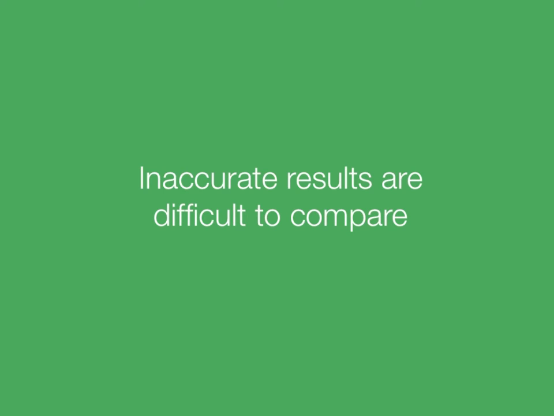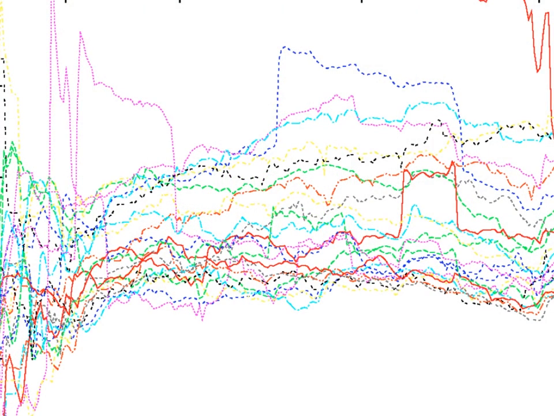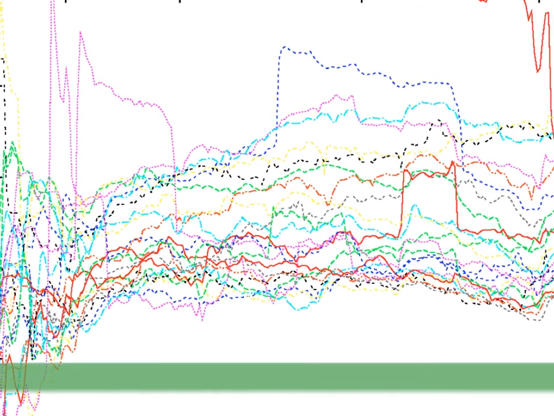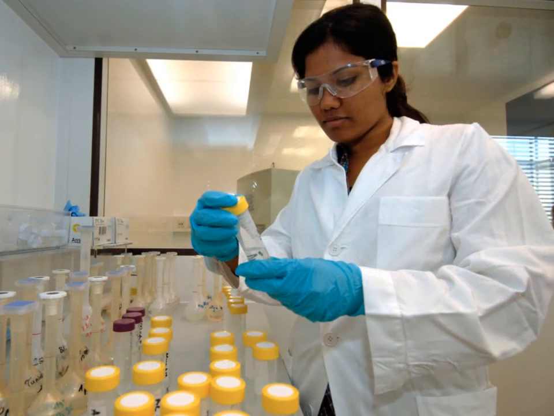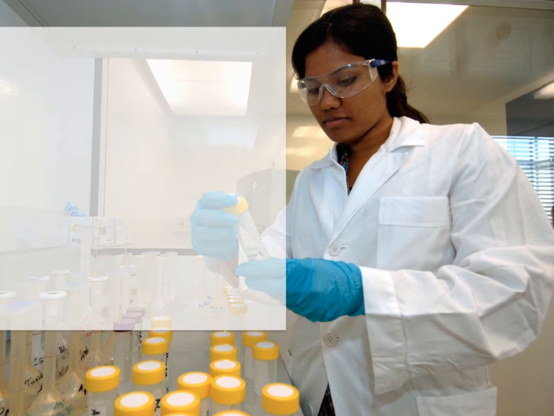Conclusion. The limiting factors we just covered here lead to one main conclusion. Inaccurate results are difficult to compare. This is actually quite an issue. It's not uncommon to see large variations and contradicting results when looking through the scientific literature. Tests often have to be repeated to ensure more reliable results.